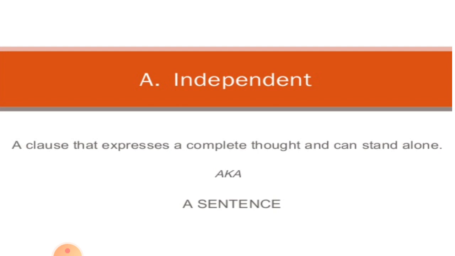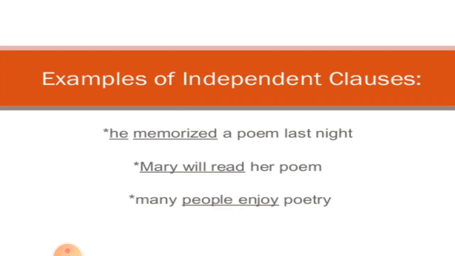And an independent clause can stand alone as a separate sentence and does not start with a subordinator. A clause that expresses a complete thought and can stand alone. Okay, it can stand alone as a separate sentence and does not start with a subordinator. Example: he memorized a poem last night. Mary will read her poem.